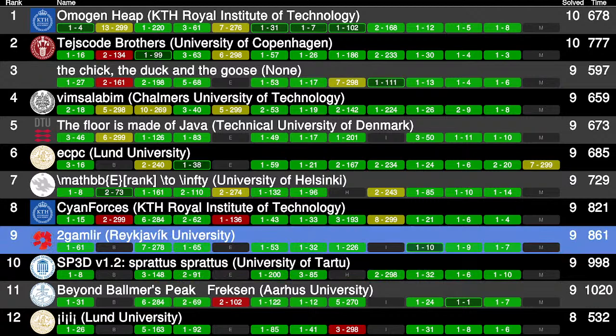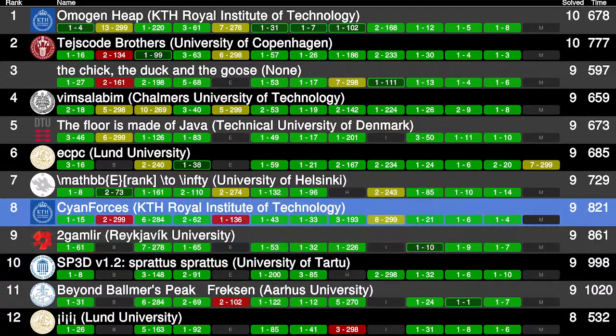Next we have the two Gamlia, which are done, so they end up at 9th place. Cyan Forces still have some attempts on problem I in the last minute, so let's see if they manage to get it and move up. Nope, unfortunately, that's it for Cyan Forces, which end up in 8th place.